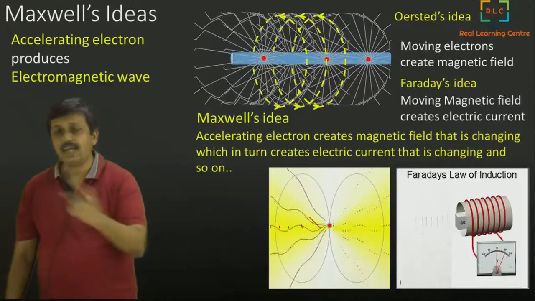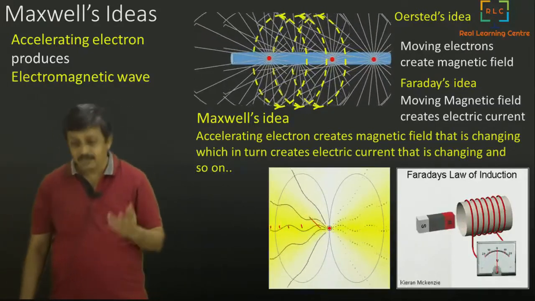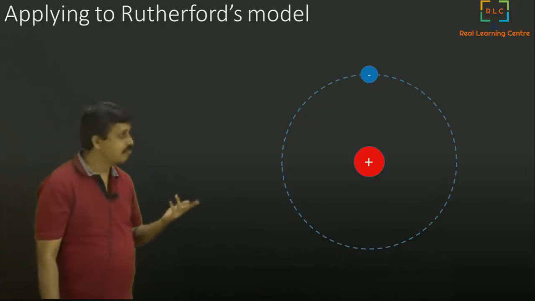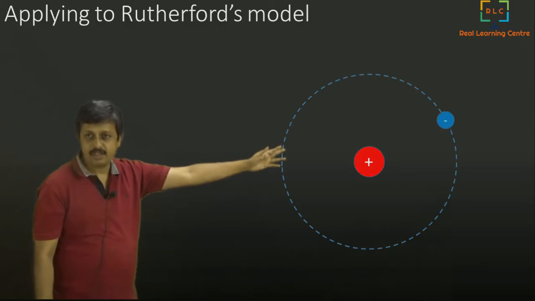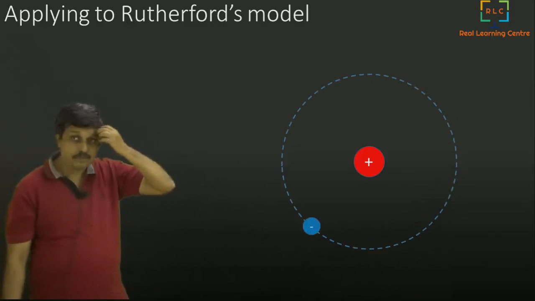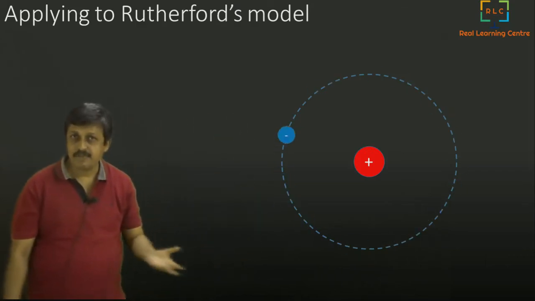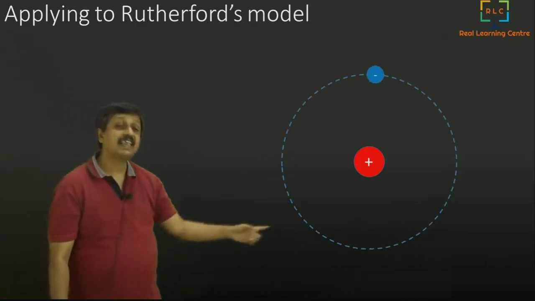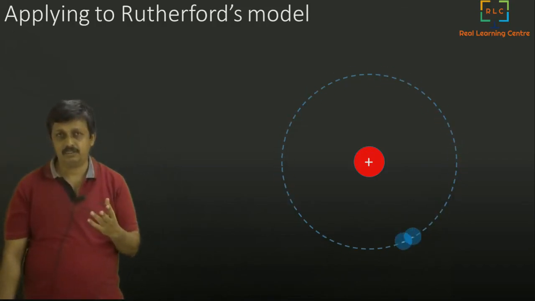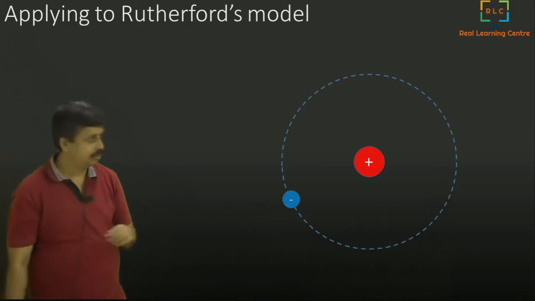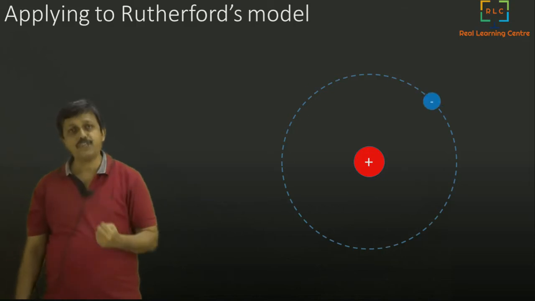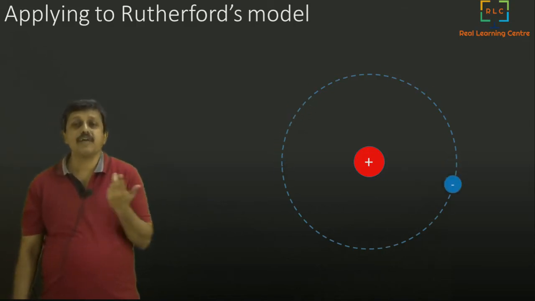Now, that means in our case, applying the Rutherford model, which says that an electron is moving around like this continuously, it is accelerating, because the speed may be the same, we don't know, but its direction is changing. If the direction is changing, that means it is accelerating. The change in velocity is acceleration. So it's moving, it's accelerating. So an accelerating electron has to produce electromagnetic waves.